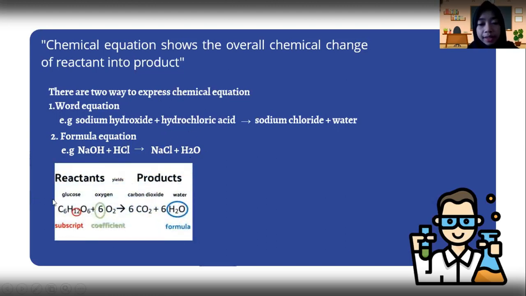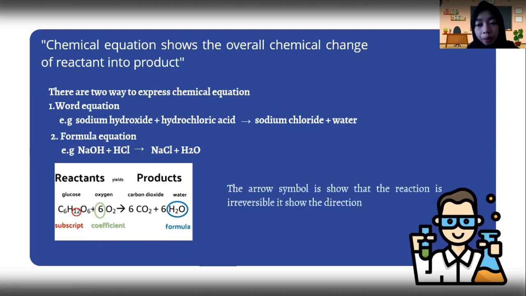So here we can see the reaction of the respiration process. Here there is a reactant yielding product, or reactant produces product. The reactants are glucose and oxygen, and they produce carbon dioxide and water. But there is a number in front of each substance. Here the number is called the coefficient, and the small number after the atom is the subscript, and then here is the formula, as you know. And the arrow symbol shows that the reaction is irreversible, going in one direction.